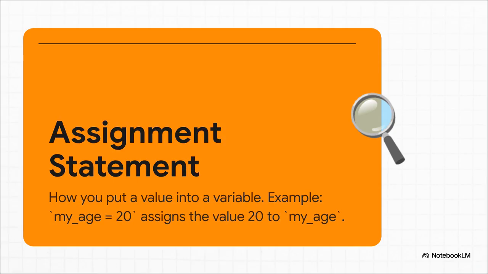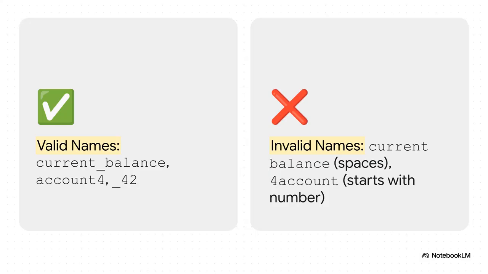And the spell for putting something in the pouch is called an assignment statement. It's got 3 parts. You've got the variable name on the left, a single equals sign in the middle, that's the assignment operator, and the value you want to store on the right. So when you type this, you're literally telling Python, hey, take the number 20 and store it in a variable I'm calling my_age.